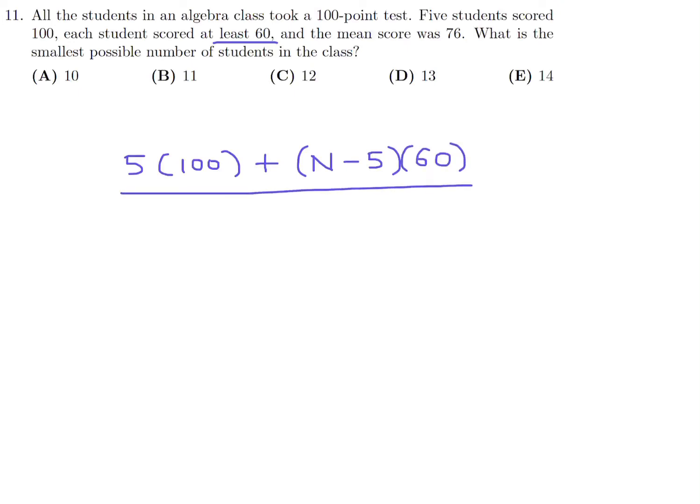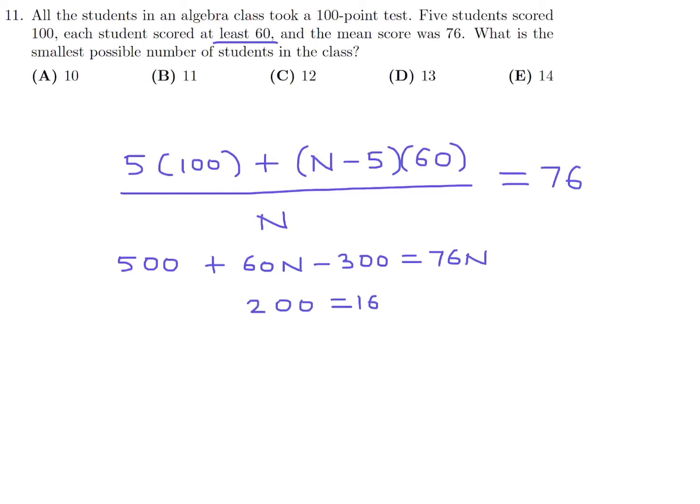And then we're trying to figure out a mean here, so you divide by the total, which is n. And that, they tell you, is 76. So if you do the math here, you get 500 plus 60n minus 300 is equal to 76n. And this will be 200 is equal to 16n, and therefore n is 12.5. Now n represents the number of students, so it can't be 12.5, but it can be 13.